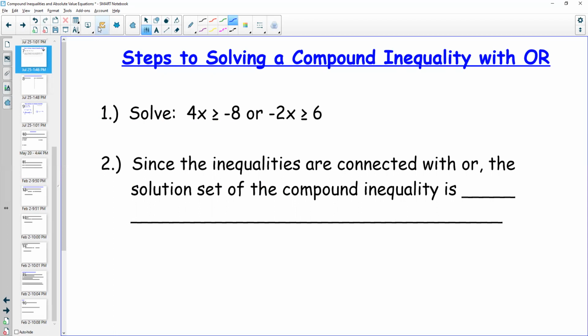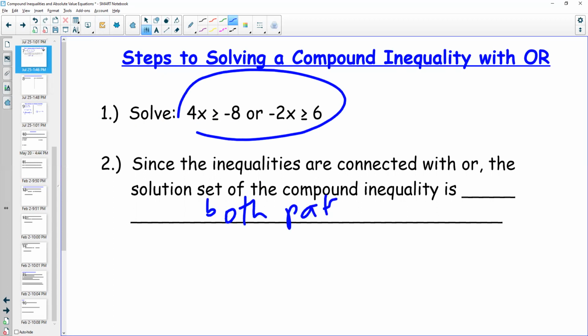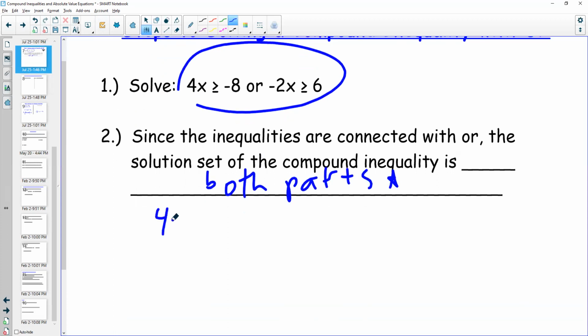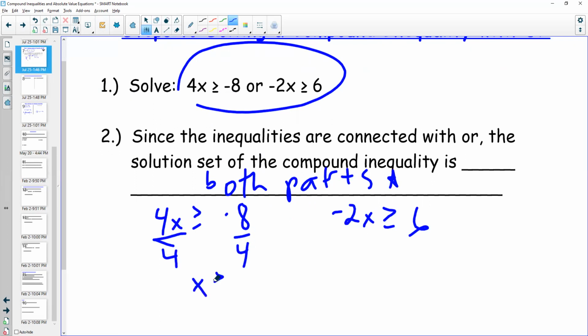Since the inequalities here are connected with or, the solution set of the compound inequality is both parts, both solutions. Okay, so if we solve this, I'm going to solve one at a time. I have 4x is greater than or equal to negative 8. And I have negative 2x is greater than or equal to 6. So the first one I'm going to divide by 4. I get x is greater than or equal to negative 2. Over here, I'm going to divide by negative 2. I get x is greater than or equal to negative 3. Oh, I just have to switch the sign because it was a negative.